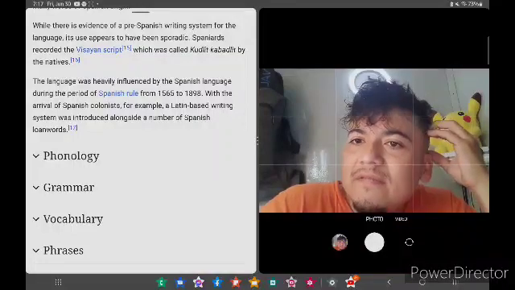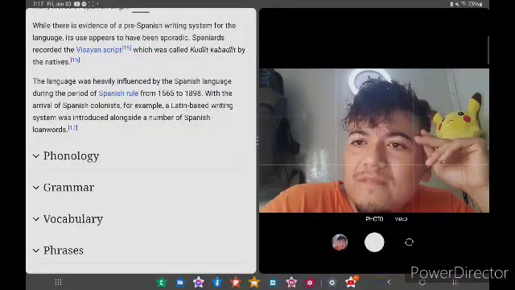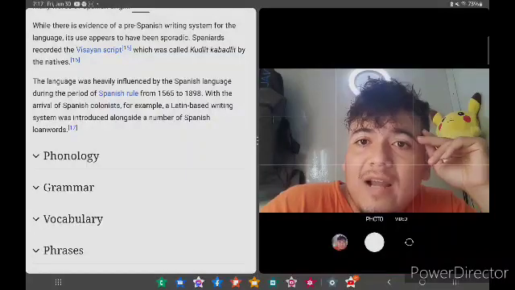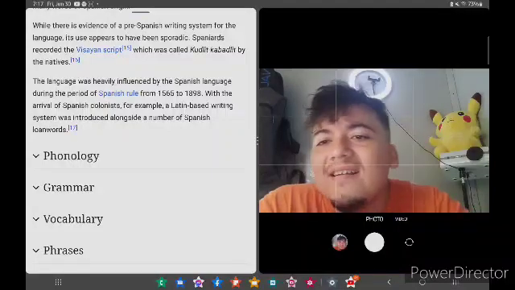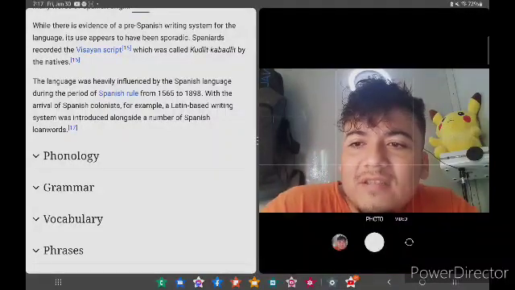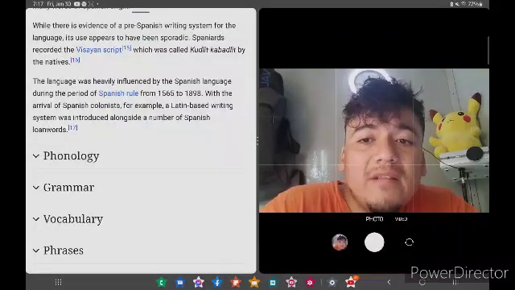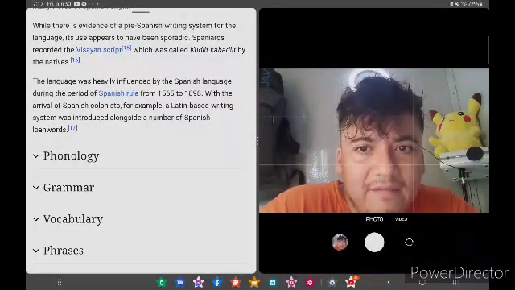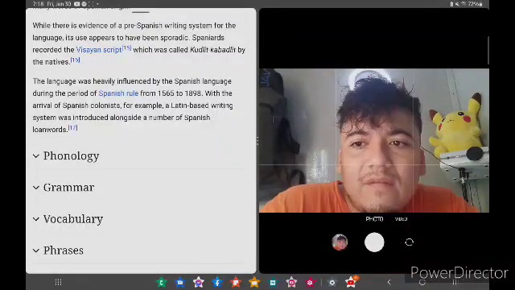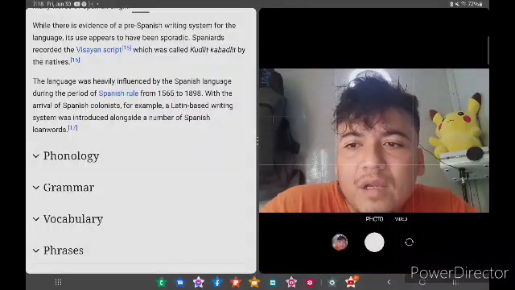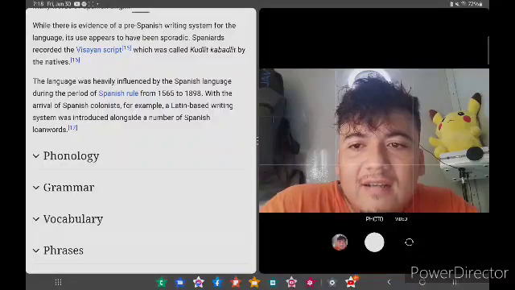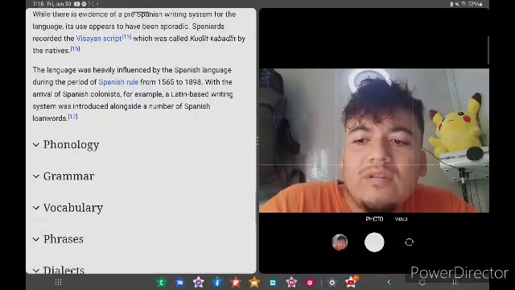While there is evidence of a pre-Spanish writing system for the language, it appears to have been sporadic. The Spanish recorded the Visayan script, which was called Kudlit-Abakada by natives. I hope I said that right. The language was heavily influenced by the Spanish language during the period of Spanish rule from 1565 to 1898, with the arrival of Spanish colonialists. For example, a Latin-based writing system was introduced alongside a number of Spanish loan words.